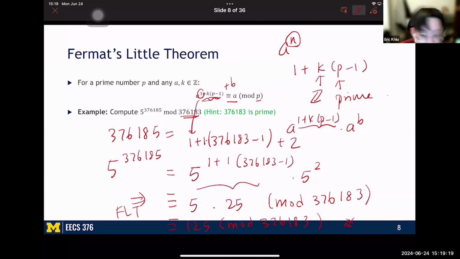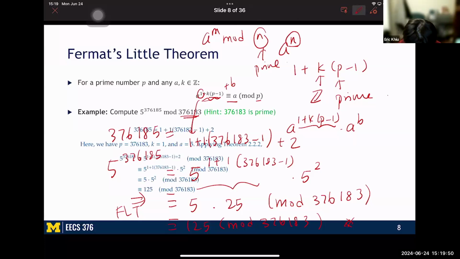Okay, so basically whenever you need to compute some a to the n in mod something, let's say a raised to n mod p, if p is a prime, then maybe you want to consider FLT, because you have this very nice theorem that you can directly simplify such a big number into just a. Okay.